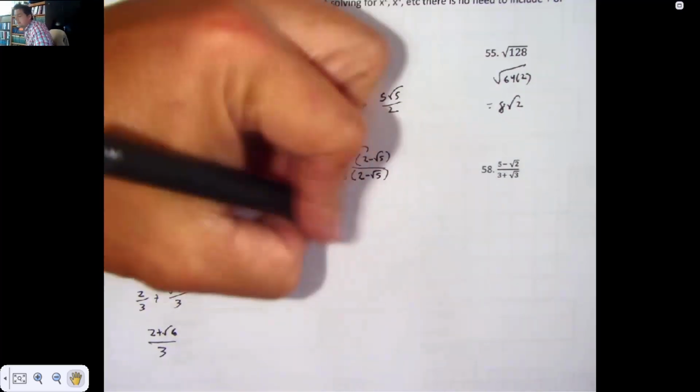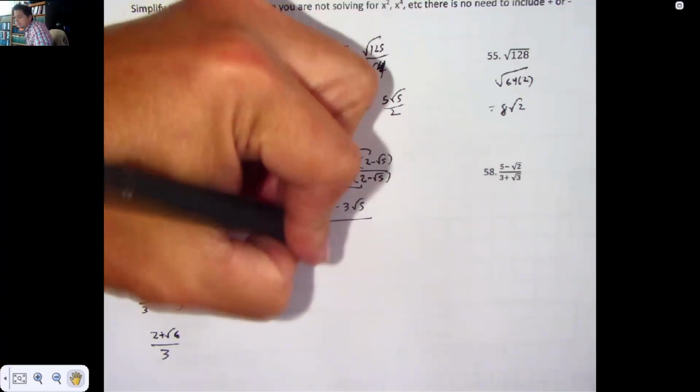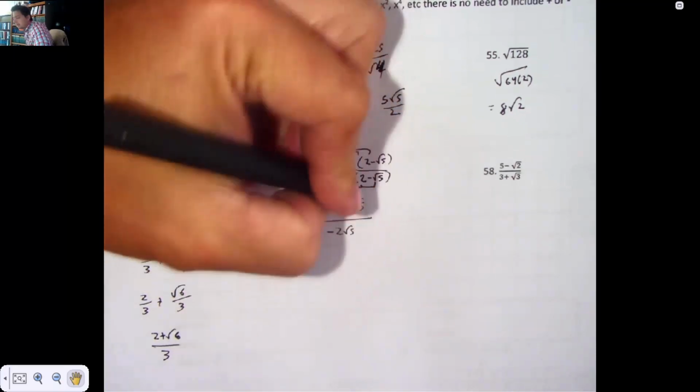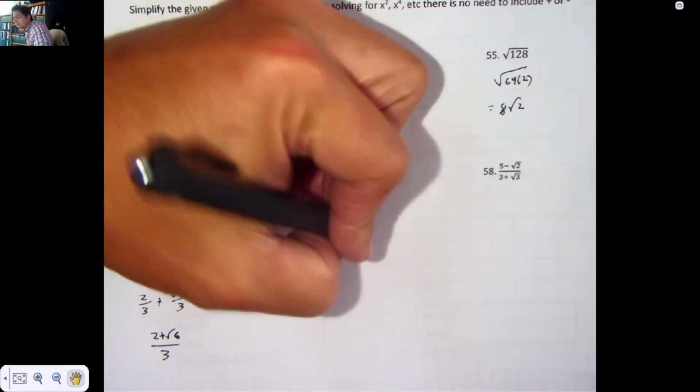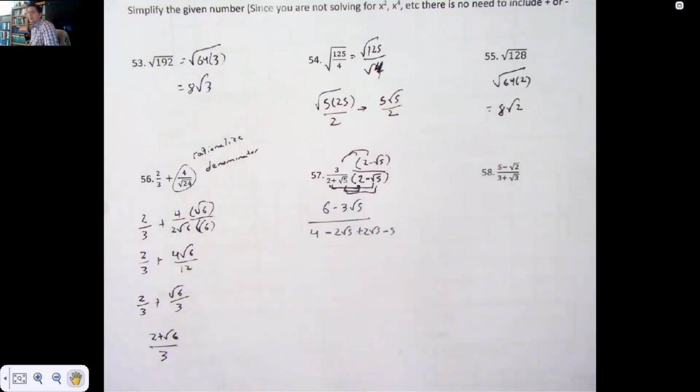Distributive property up top, 6 take away 3 root 5. I'll FOIL it out here in the bottom even though you don't have to. 2 times 2 is 4. 2 times the negative root 5, minus 2 root 5. 2 times a positive root 5, plus 2 root 5. And root 5 times the negative root 5 is minus 5. Ta-da!